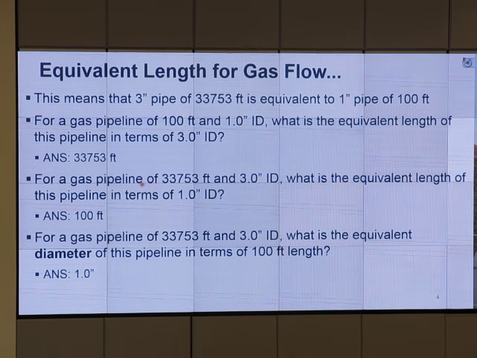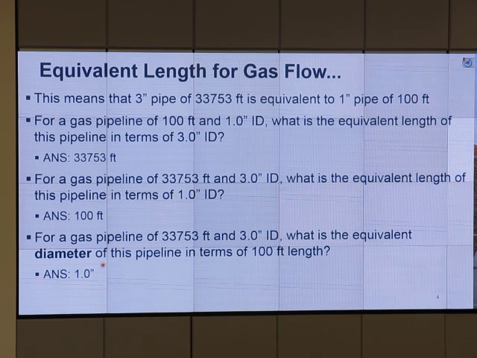For a gas pipeline of 33,753 feet and 3 inch ID, what is the equivalent length of this pipeline in terms of 1 inch ID? So next, Haley. 100 feet. No problem, right? Because we already did the calculation. For a gas pipeline of 33,753 feet and 3 inch ID, what is the equivalent diameter of this pipeline in terms of 100 feet length? Megan? 1 inch.